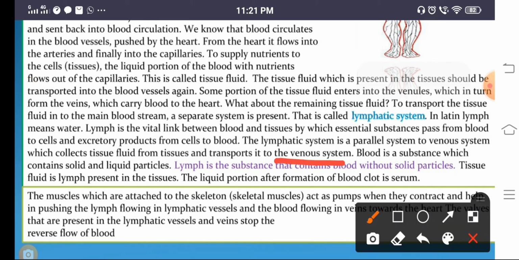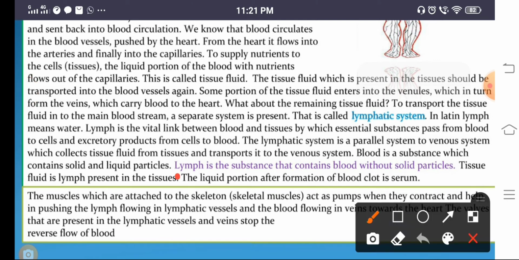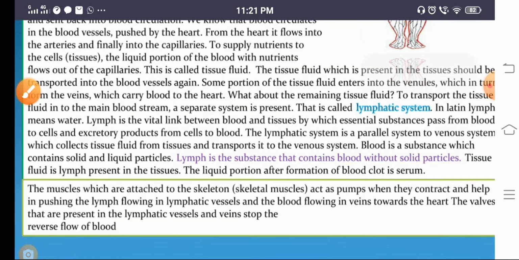Blood is a substance which contains solid and liquid particles. Now lymph is very important. Lymph is a substance that contains blood without solid particles. What is the main difference between lymph and blood? In lymph only tissue fluid and nutrients are present, whereas in blood there is a liquid part and a solid part, like RBC, WBC and blood platelets. So this is the major difference between lymph and blood.